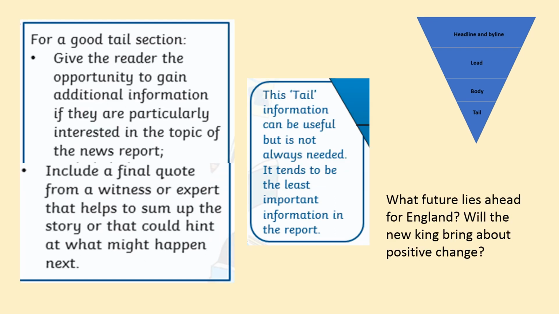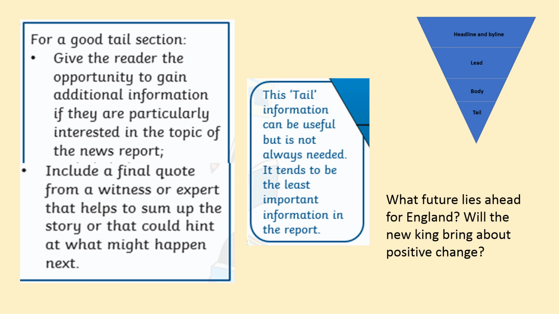And for a good tail section, you need to give the reader the opportunity to gain additional information if they are particularly interested in the topic of the news report. And you can include a final quote from a witness or expert that helps you sum up the story or could hint about what could happen next. So although it is useful, it is not always needed, and as we can see from this pyramid, it's the least important information in the report.